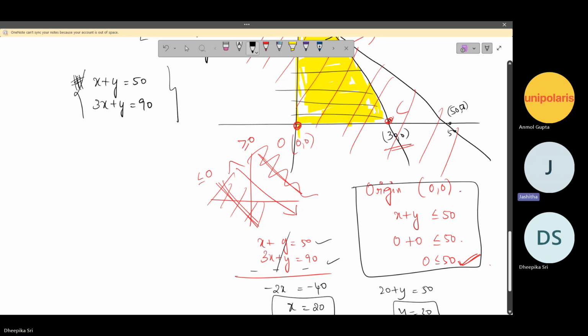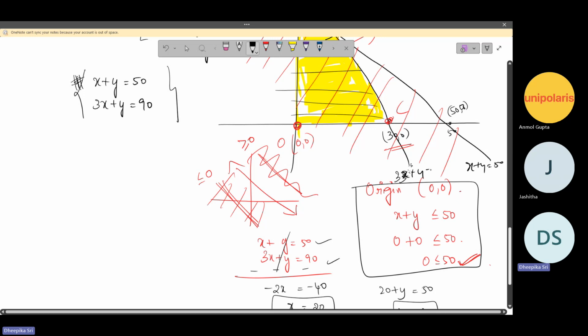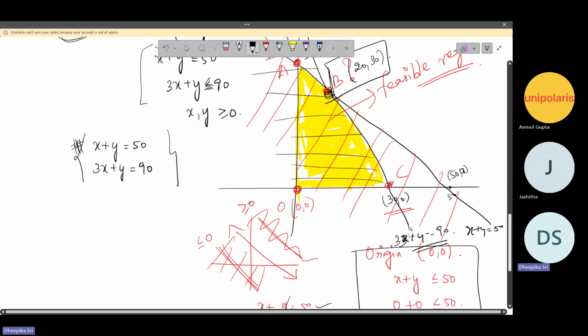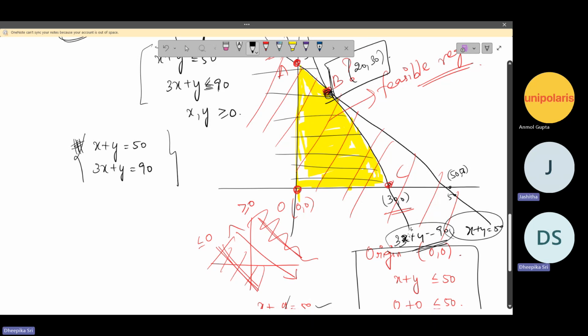Whenever you draw a line, adjacent to that you write the line equation also. If this is x plus y equals 50, write that immediately near that line. This is 3x plus y equals 90. Write that immediately so that you will not get confused with the intersection points. Here it is very clear because you have only 2 lines. But when it is 3 lines, you may get confused about which 2 lines are intersecting. So immediately write the line equations nearby so that it will be easy for you to get the intersection point.